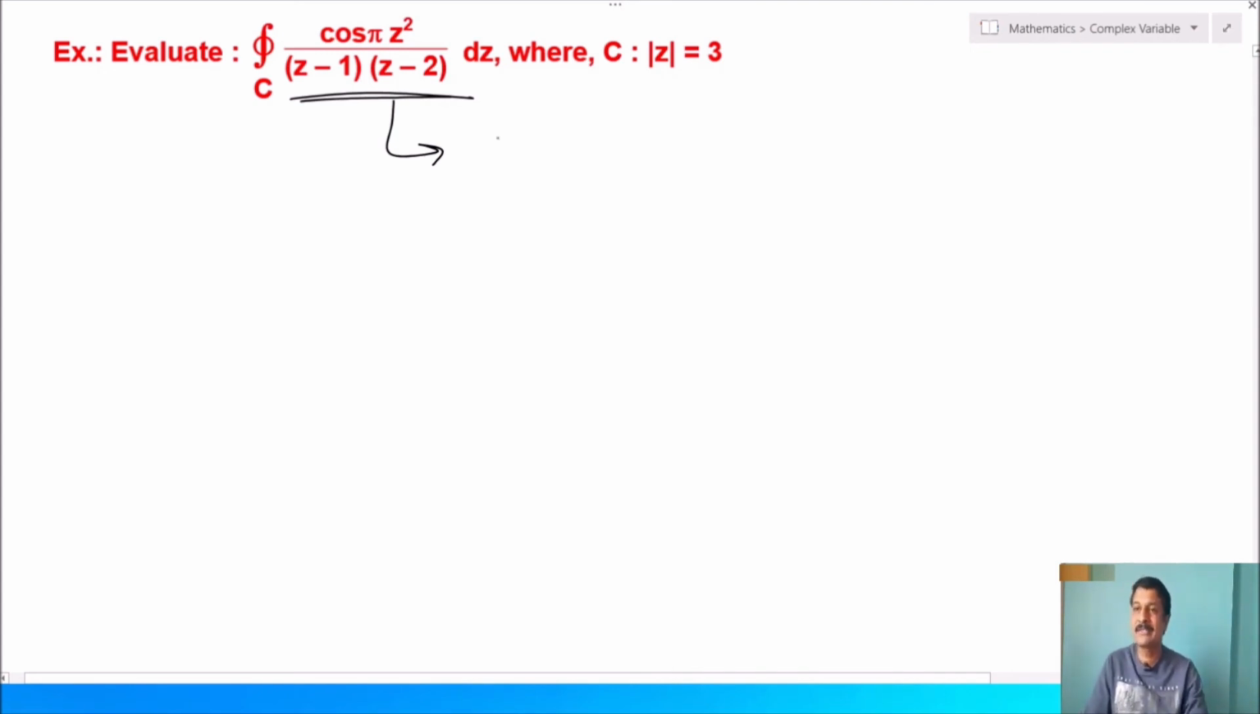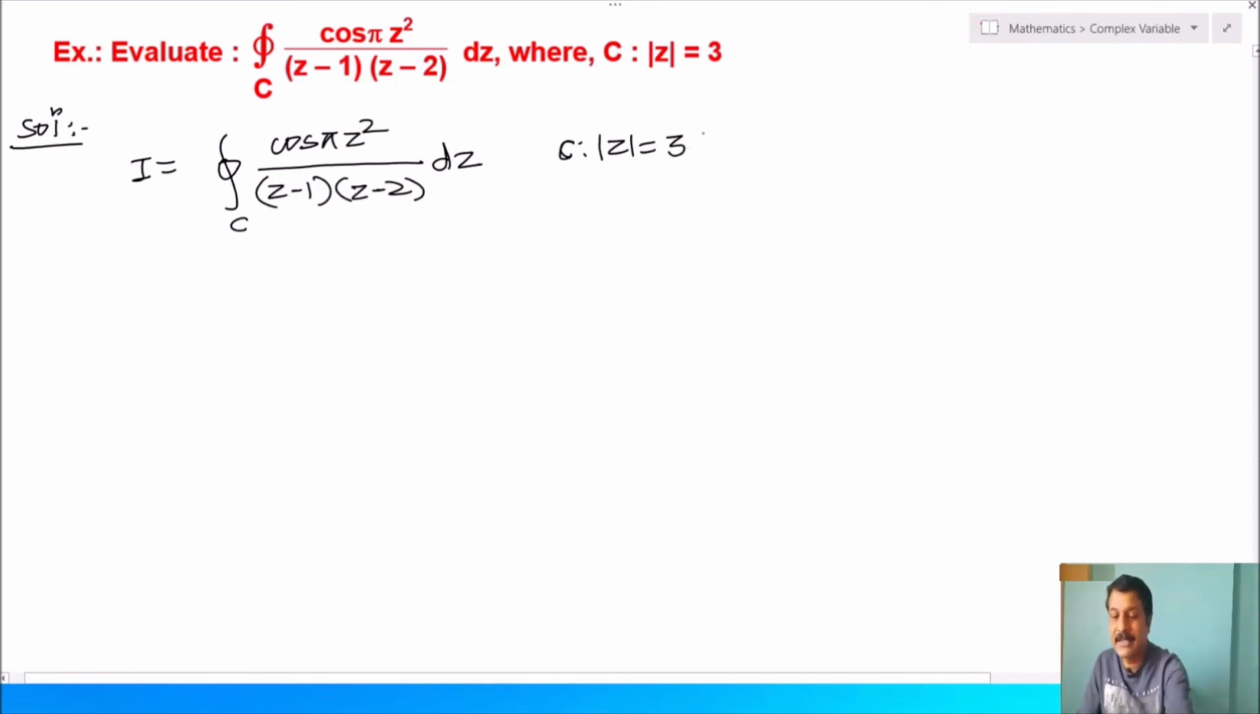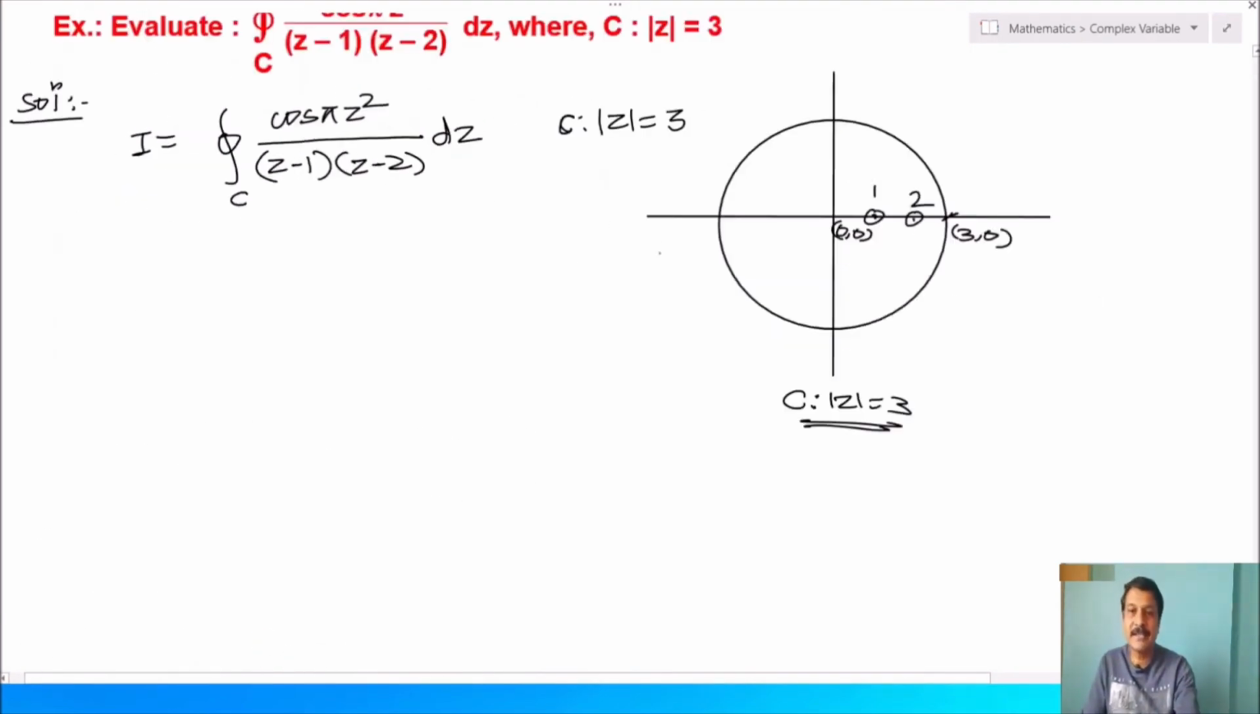How? Let's see. Solution: consider I equal to the integral over C of cos(πz²) / ((z − 1)(z − 2)) dz. Here, what is C? C is |z| = 3. It means that it is a circle with radius 3 and center at (0, 0). So you can consider this circle with center at (0, 0) and radius 3. That is why this point is (3, 0). Now z = 1 and z = 2, both points are inside.